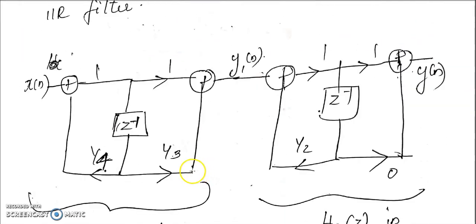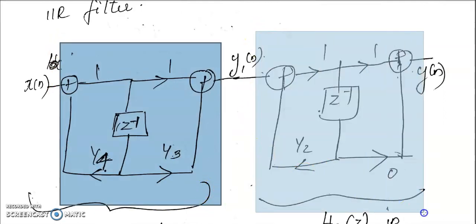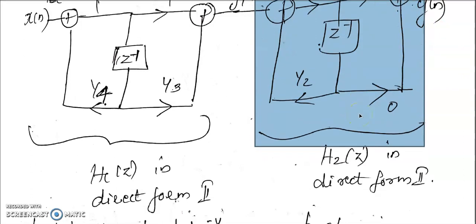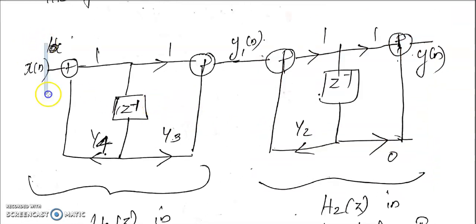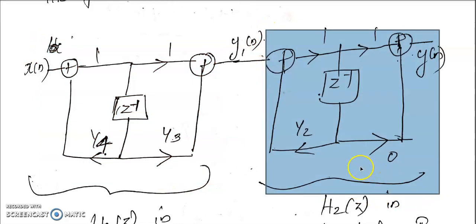Then we cascade the systems. This is the direct form 2 realization of H1 of z, and this one is the direct form 2 realization of H2 of z. Then we cascade the systems. You will get the resultant transfer function, as mentioned in the question. This is the cascaded realization of the IIR system. Each transfer function H1 of z and H2 of z must be an IIR transfer function. You must ensure that.